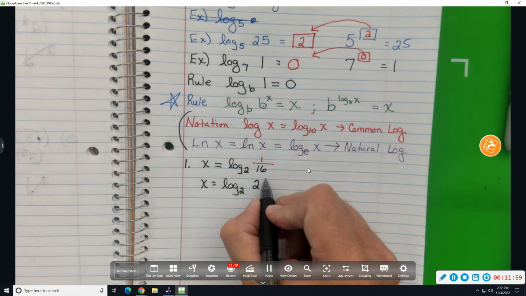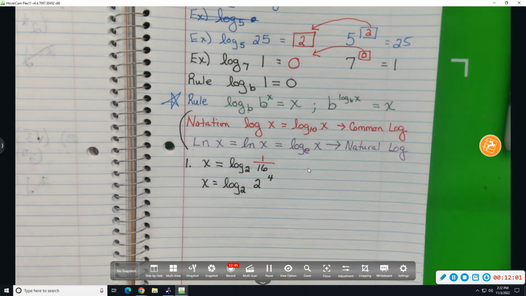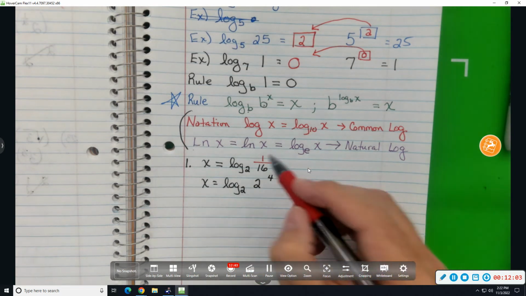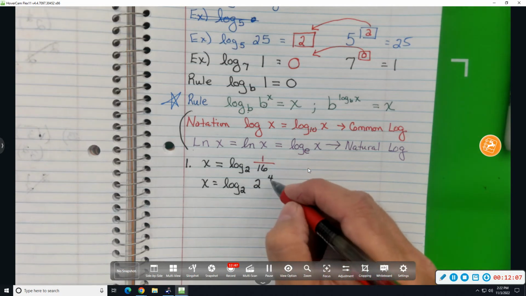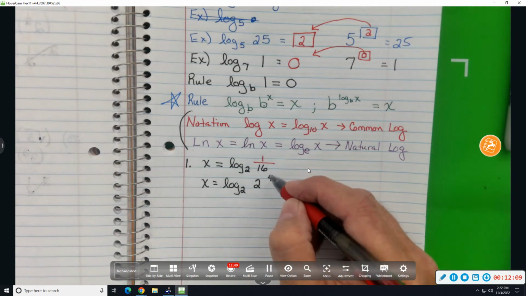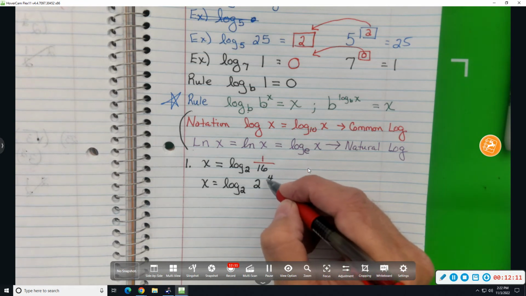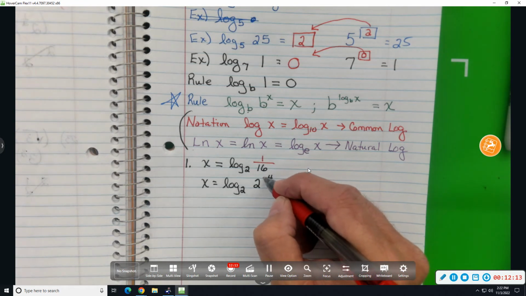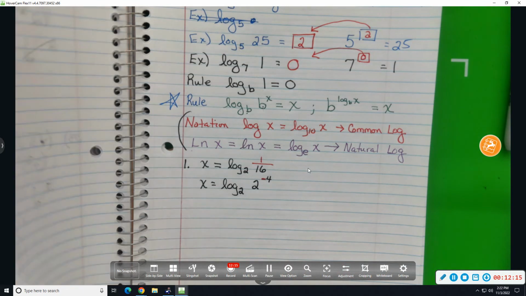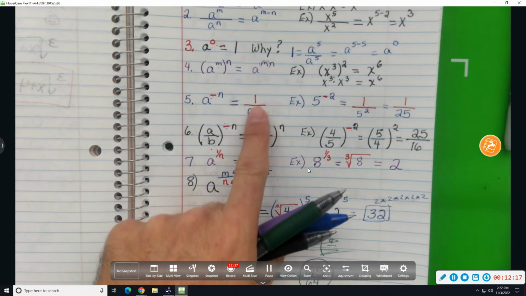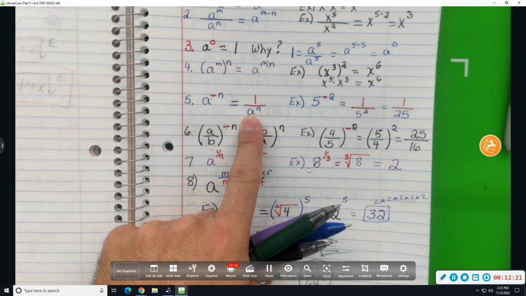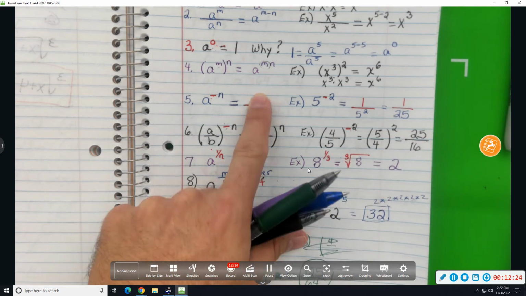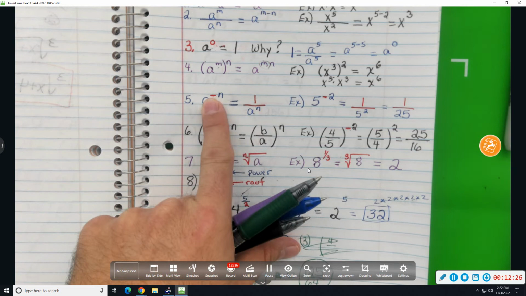4. Now, here's something I wonder if y'all remember. What do we do to get rid of a 1 over? What am I going to do to that 4 to get rid of that 1 over? Put a negative on it. Okay? And that was this rule right here: a to the negative n equals 1 over a to the n. To get rid of a 1 over, make the exponent negative.